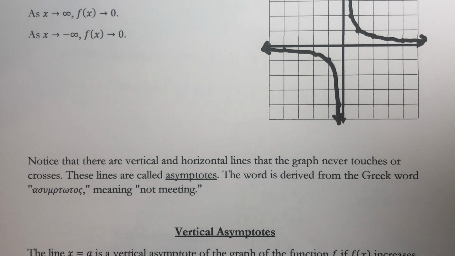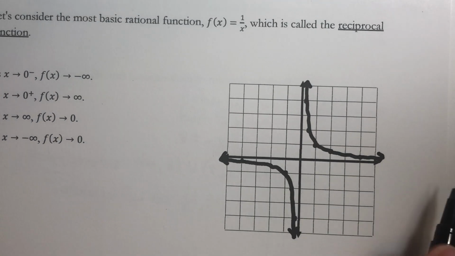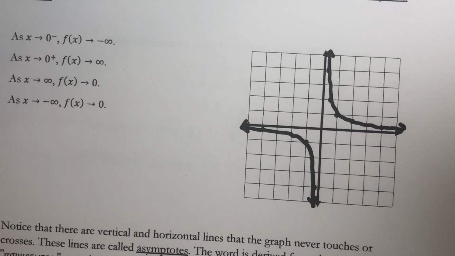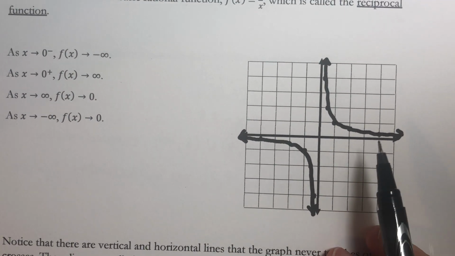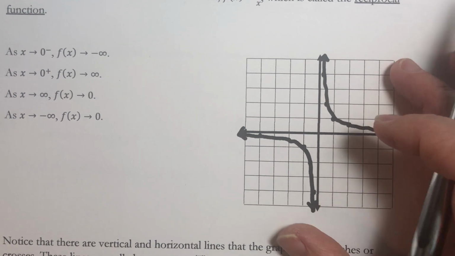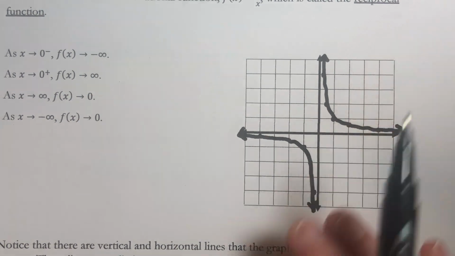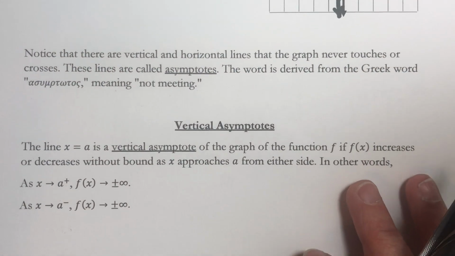So we have some basically controlling parts of our graph. They're going to require that our graph get really, really close to it, but never touch it. Now, in order to get a general rational function graphed, we have to locate these asymptotes. And so, we'll start off with the vertical asymptote.